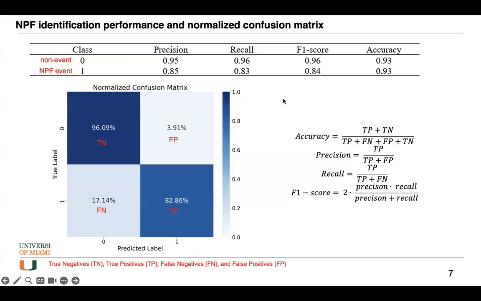This is likely due to our original data set. We have imbalanced data, with more data for the non-event and less data for the event.